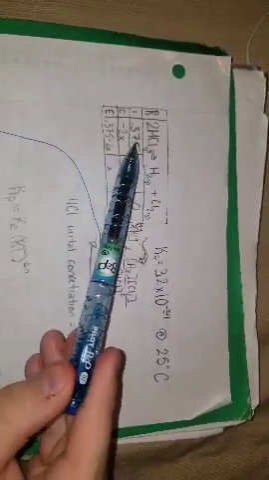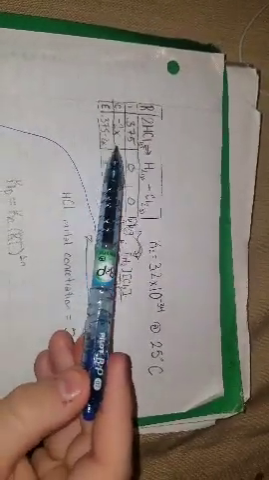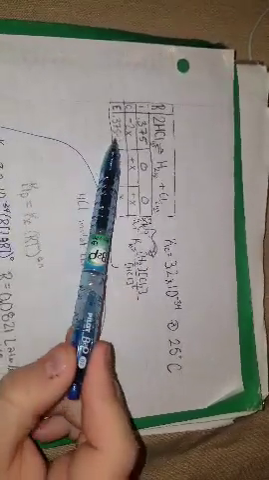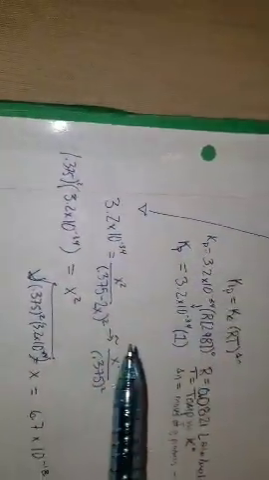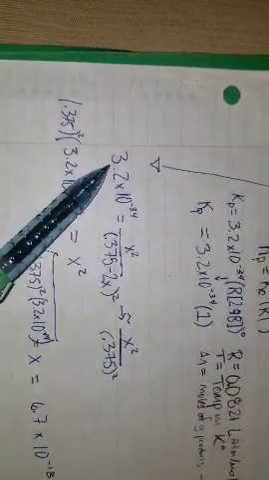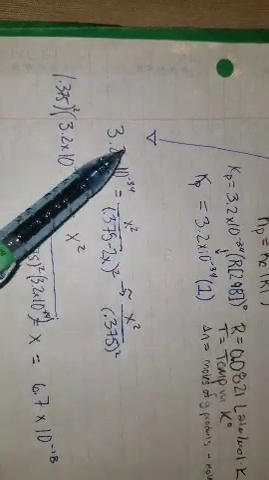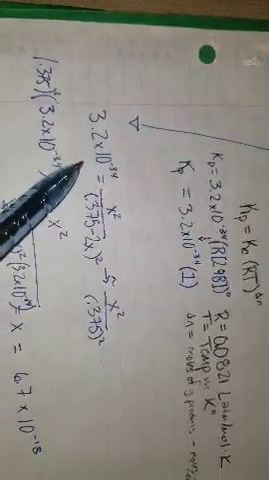Now for E, the equilibrium, we take I and C and we add them together. So 0.375 plus a negative 2x is 0.375 minus 2x. Additionally, 0 plus x is x, 0 plus x is x. Now we take these equilibrium values and put them into this equation right here. So that turns into this: 3.2 times 10 to the power of negative 34 is equal to, so this is Kc.